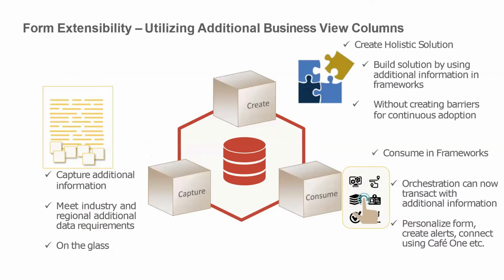So this is just form extensions and extensibility, utilizing additional business view columns, the columns that are in the business view, maybe not displayed on the grid or in the header. And you can add those things out there. So you're getting a better solution, more complete pieces of information, right?